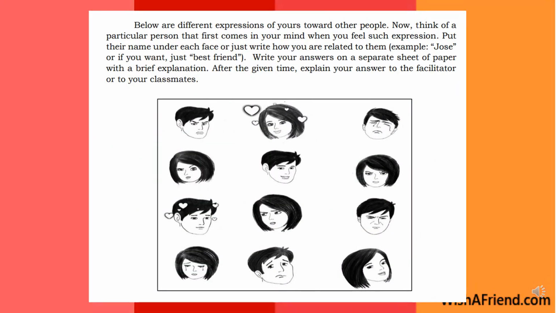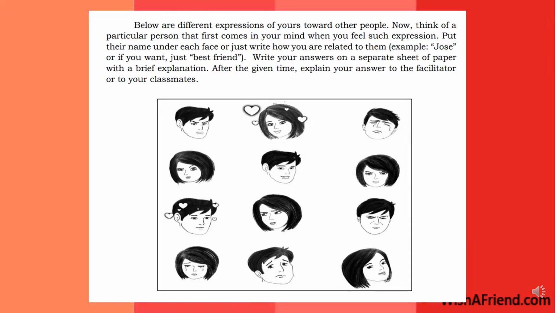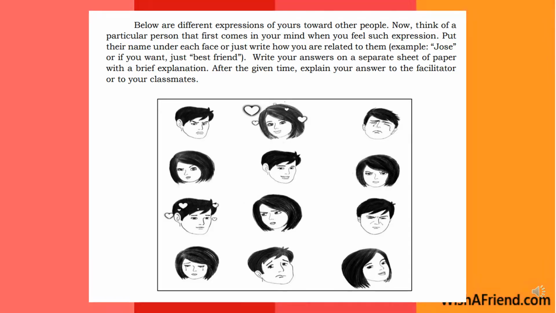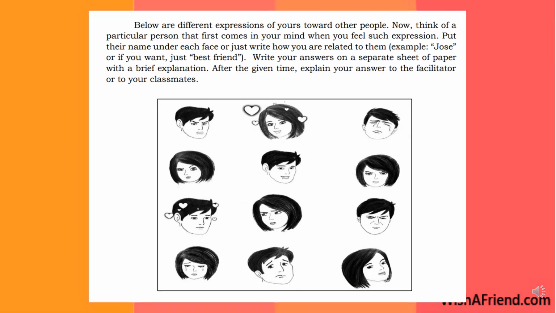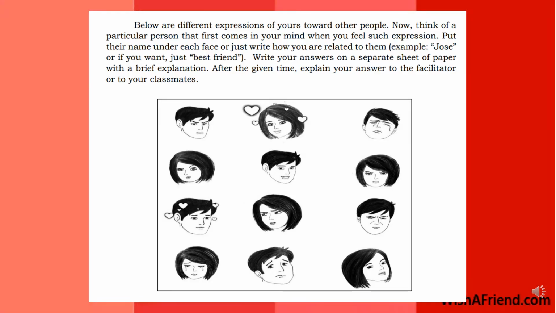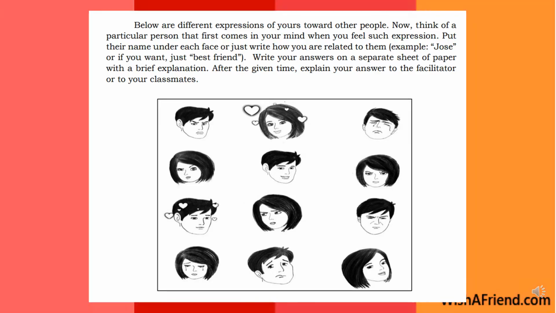To connect the previous and the present lesson, let's have this activity. What you are seeing on the screen are different expressions of yours toward other people. Now, think of a particular person that first comes to your mind when you feel such expression. Put their name under each face or just write how you are related to them, for example, Jose, or if you want, just best friend. Write your answers on a separate sheet of paper with a brief explanation. After the given time, explain your answer to the facilitator or to your classmates.